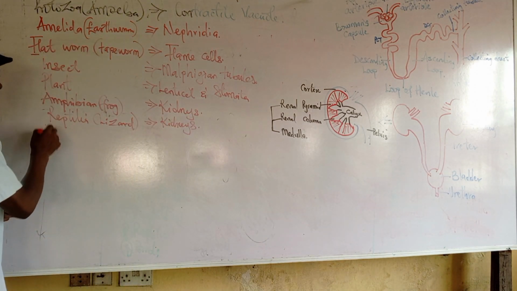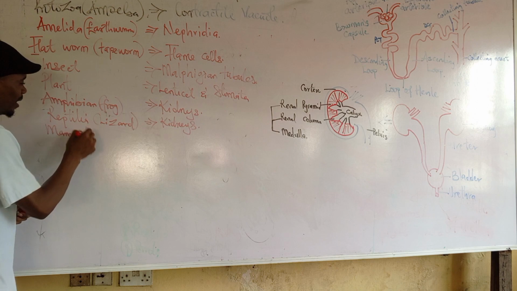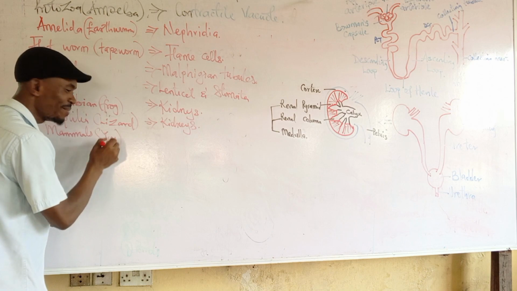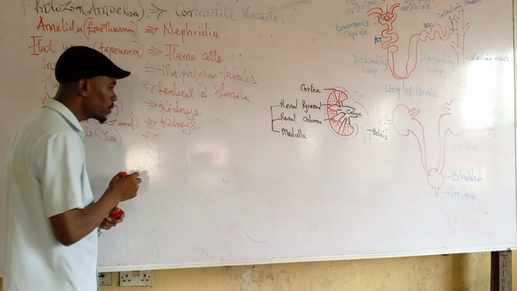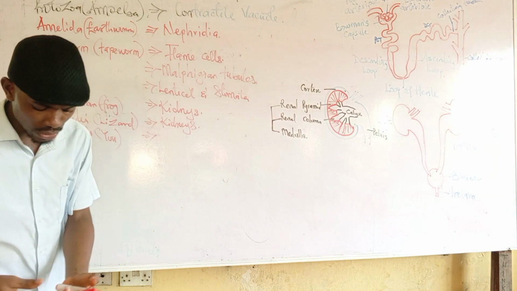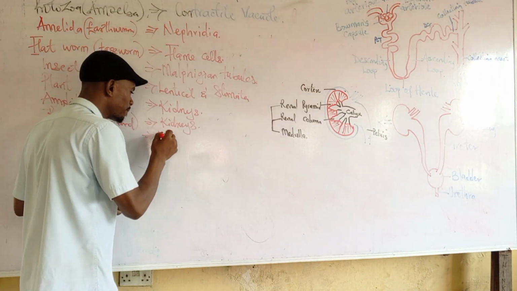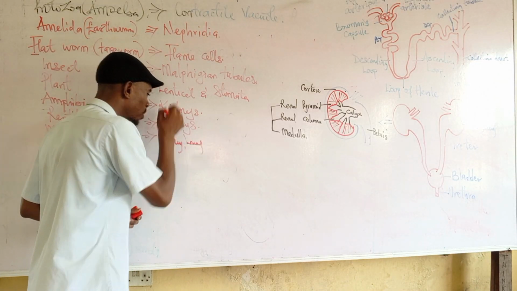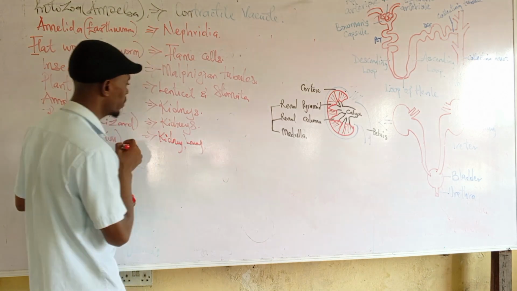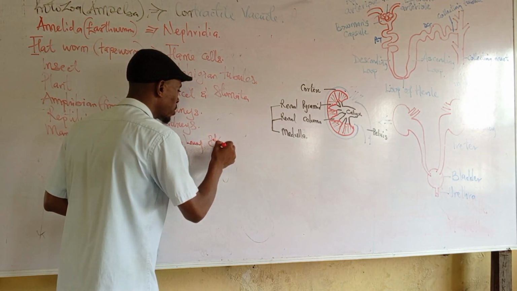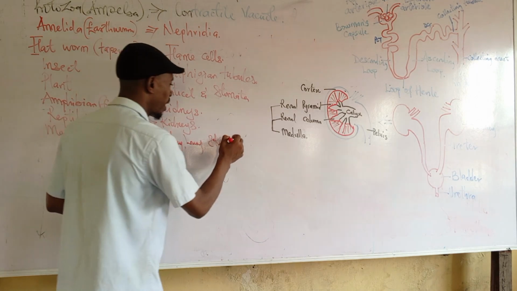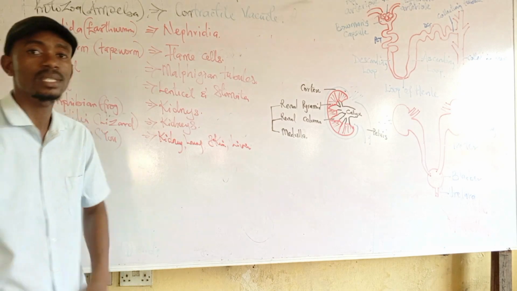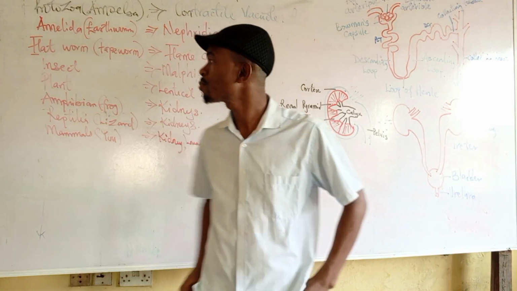Then we have mammals, and this is where you come into place. Mammals have the kidney. Apart from the kidney, we have the lung. I'm so particular about mammals because that's where we belong; we should know ourselves very well. We have the skin, like I mentioned before, and we have the liver. So these are the excretory organs in human beings.